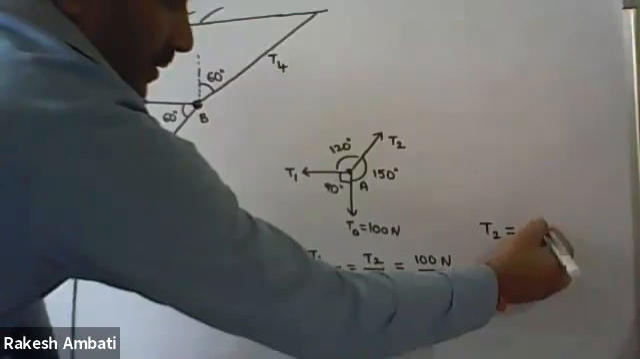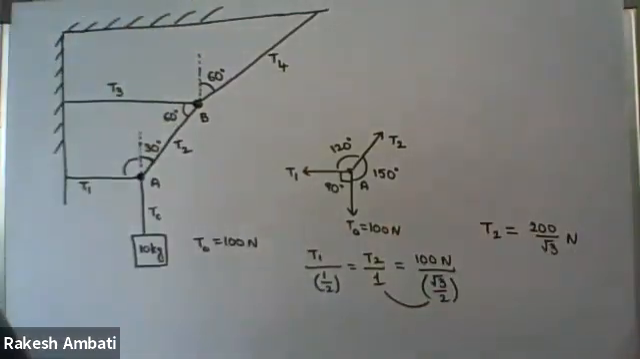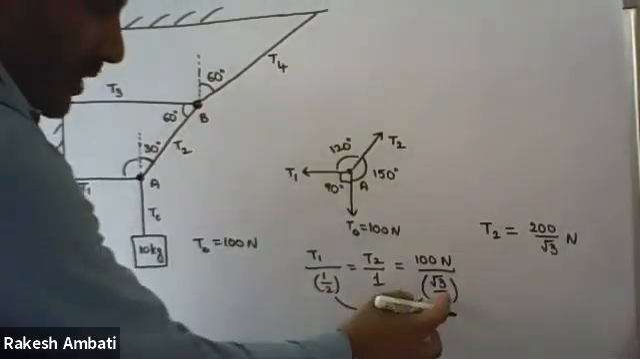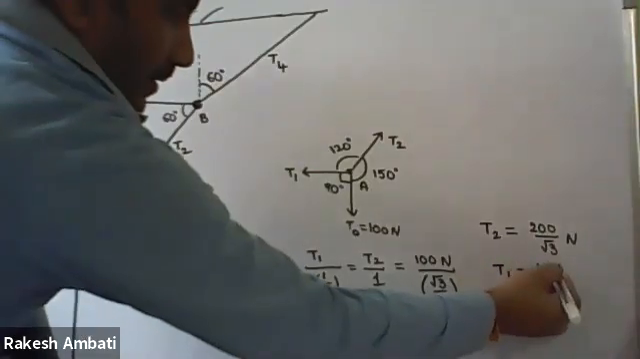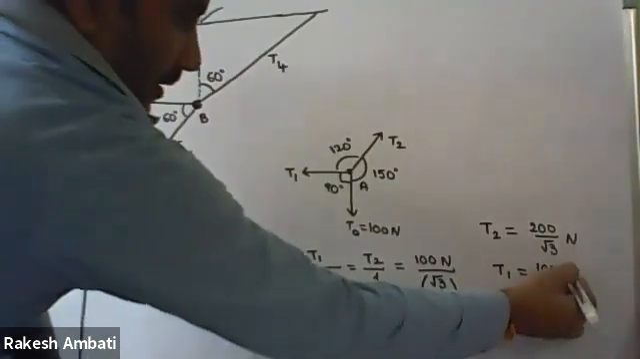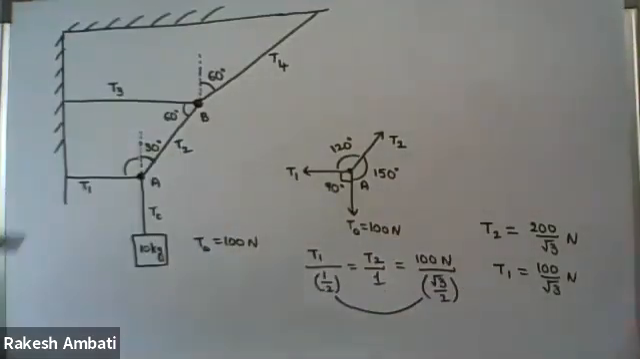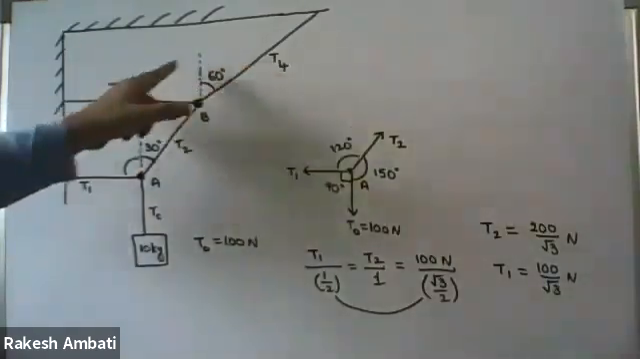200 upon root 3. Perfect. 200 upon root 3 newtons. In the same way, if we equate these two terms, the 2 cancels out. Now what is the value of T1? 100 upon root 3 newtons. So that is the T1 value. We got the T1 value and the T2 value. Still we have to find T3 and T4.